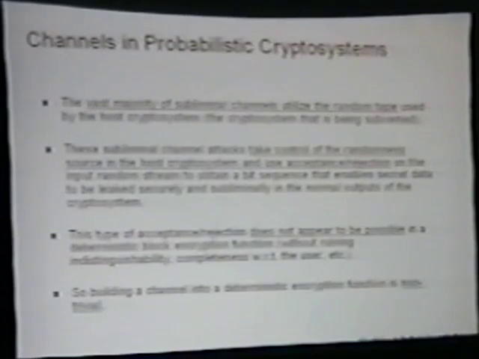detectable. This type of acceptance rejection paradigm does not seem to be possible in a block cipher, which is deterministic, right? Block ciphers based on Feistel transforms don't read bits from a one-way infinite random tape. They're deterministic. You can think of them as being this whopping huge table. They take the key, they take the message, they do a table lookup. So in that sense, building a channel into a deterministic encryption function is non-trivial. It's a very non-trivial problem.